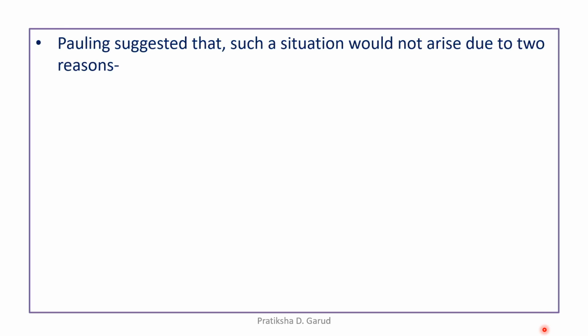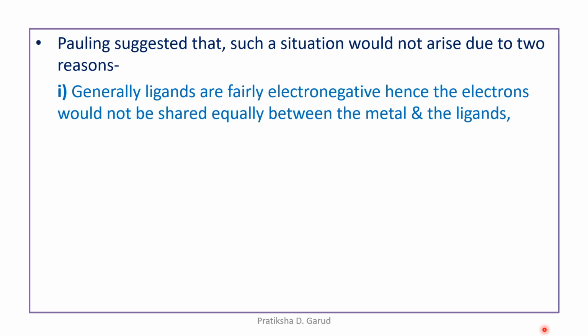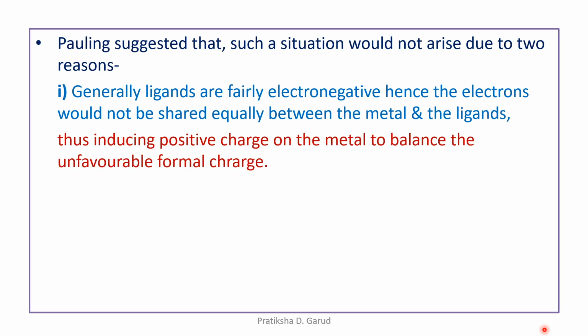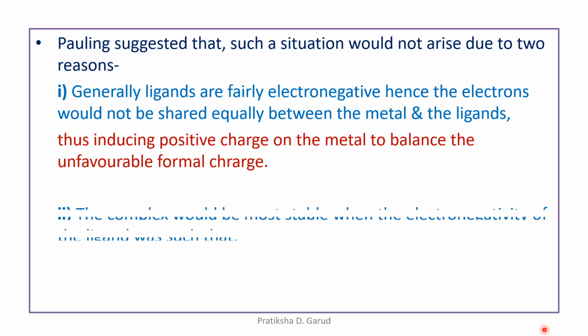Then Pauling suggested that such a situation would not arise due to two reasons. Which type of situation? That means the imbalance of the electrons on the metal as well as the ligand. The first reason is that generally ligands are fairly electronegative, and hence the electrons would not be shared equally between the metal and the ligands, thus inducing positive charge on the metal to balance the unfavorable formal charge, right?